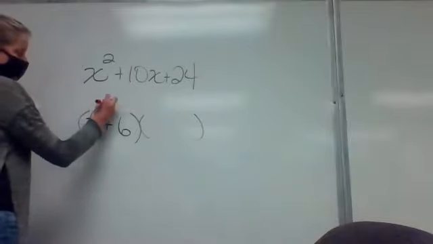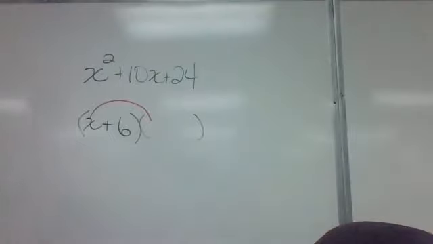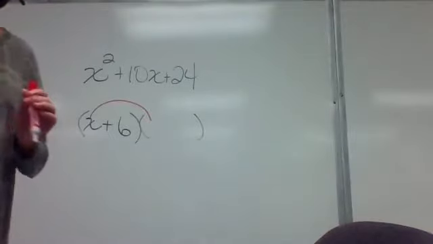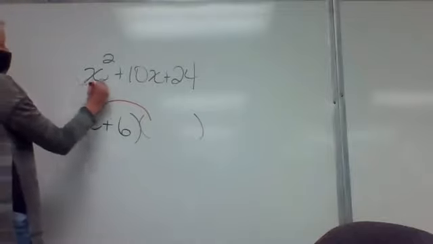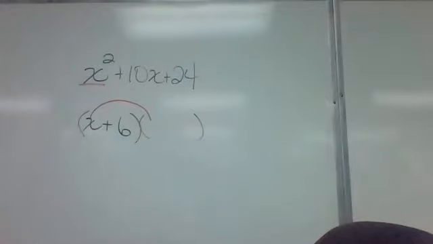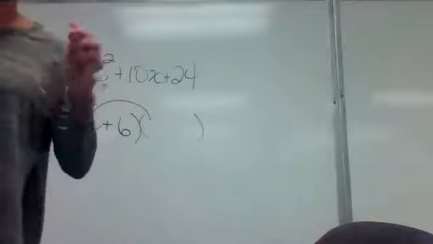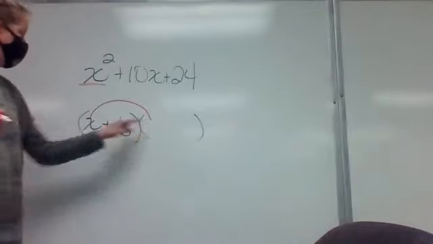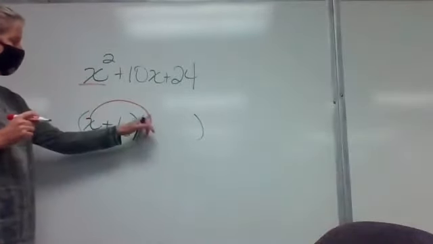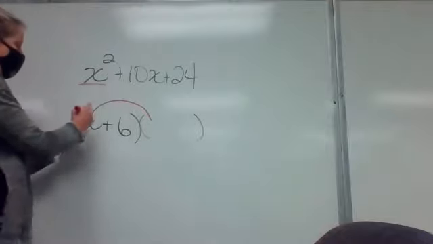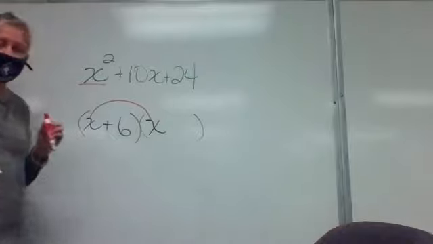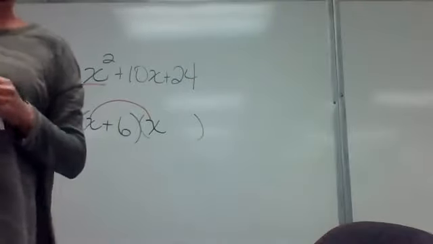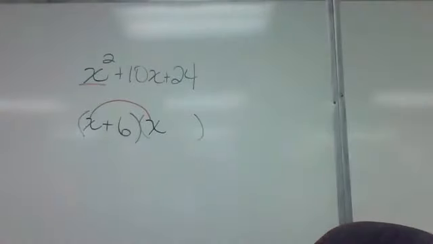This term is going to go to that term. We're going to multiply x times what? And you need to come up with x squared. So what would that missing term right here be? What do you need to multiply x times to get x squared? Well, you would need to multiply x times another x, right? X times x is x squared.